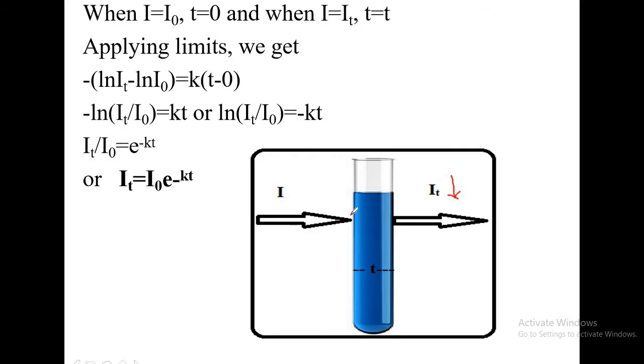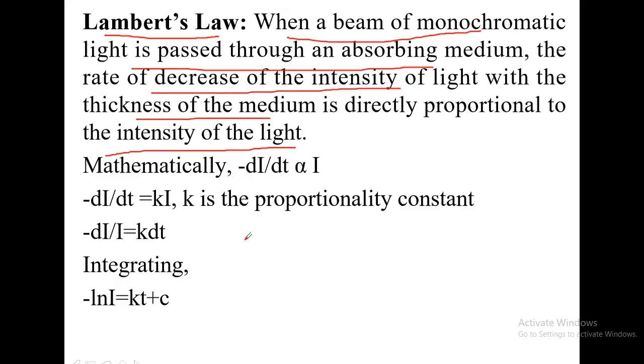The rate of decrease of the intensity of the light, at what rate the intensity of the light decreases with the thickness of the medium. This is the thickness of the medium, the path length. It is the path travelled by the light in the medium. With respect to the thickness of the medium, it is directly proportional to the intensity of the light. Mathematically, minus dI by dt is proportional to I.